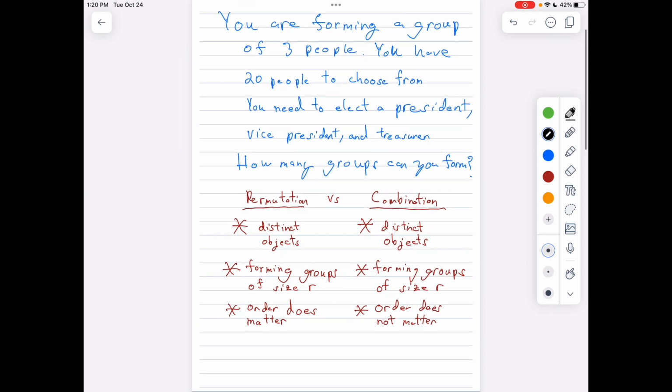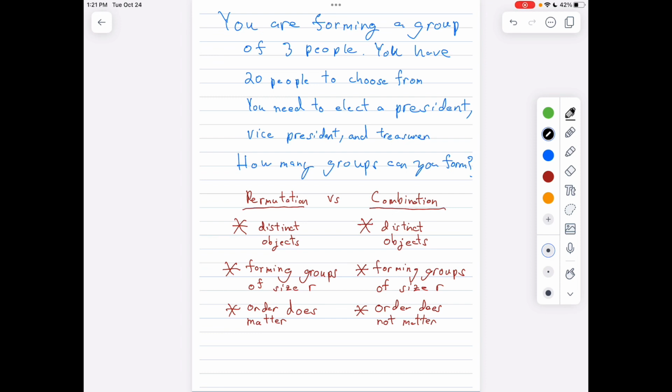So the first thing is to notice you have a certain number of elements, in this case people, and you're trying to form a group of a certain size from that group. When that happens, and all these objects are distinct as well, because 20 people, they're distinct, you will use either a permutation or a combination. Now the difference here is really the last asterisk there. We'll go over that in a sec, but they both have to have distinct objects if we're using a combination or permutation.